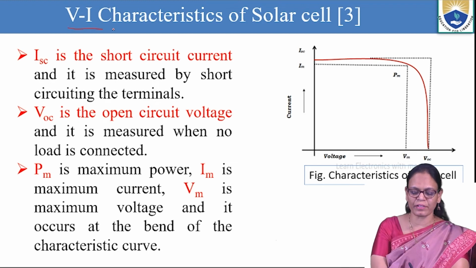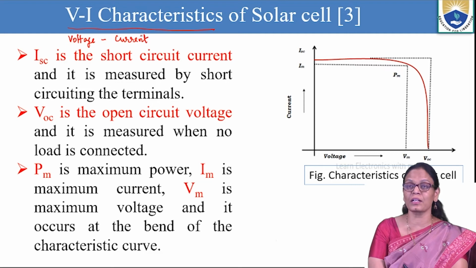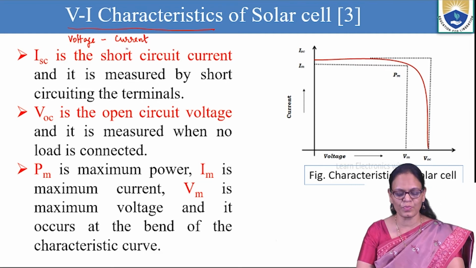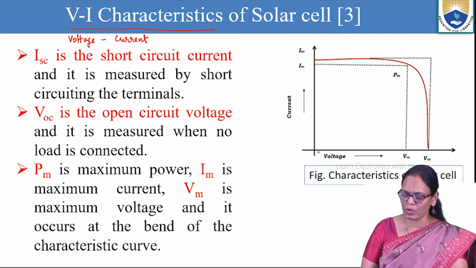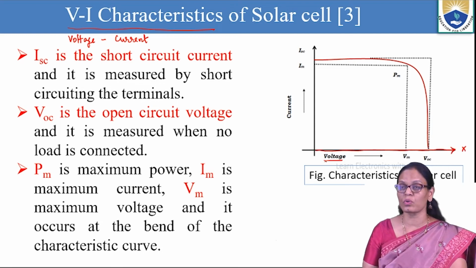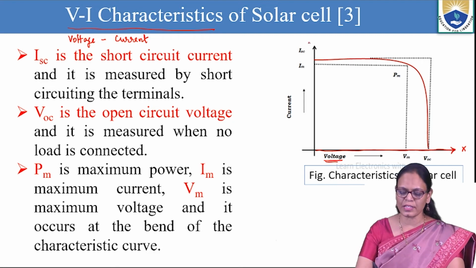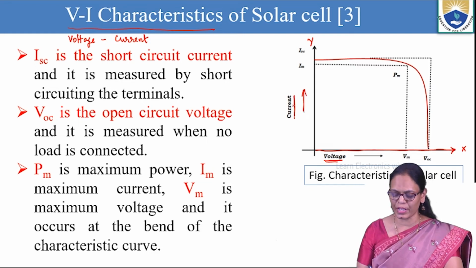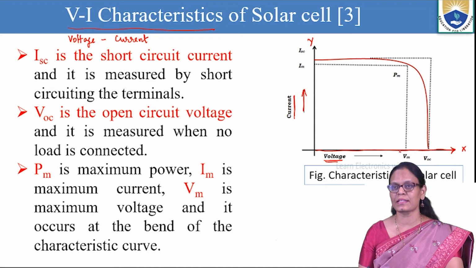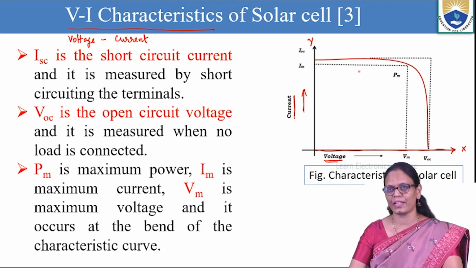Now coming to the VI characteristics. What are VI characteristics? Voltage versus current. We are going to plot a graph of voltage versus current. We are taking the voltage along the x-axis. This is the x-axis, we have taken the voltage. And this is the y-axis, along which we have taken the current. So what we are going to observe here is how the current varies as the voltage increases.